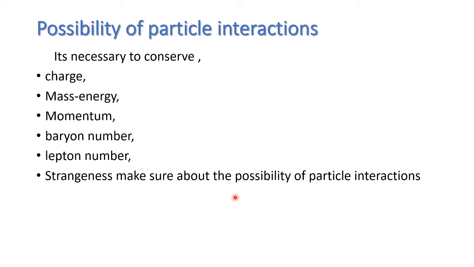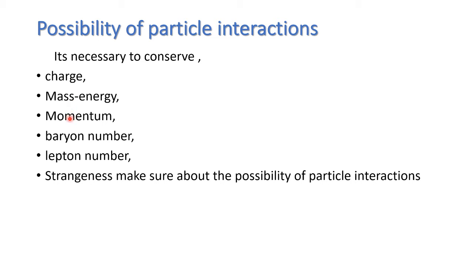Then let's think about the possibility of particle interactions. For particle interactions, we need to consider some of the quantities that should be conserved. Charge should be conserved, and mass-energy should be conserved. Not only mass, not only energy, you have to talk about mass-energy, because we know from the Einstein equation that it is represented as either mass or energy. This conversion exists between mass and energy, so mass-energy should be conserved.